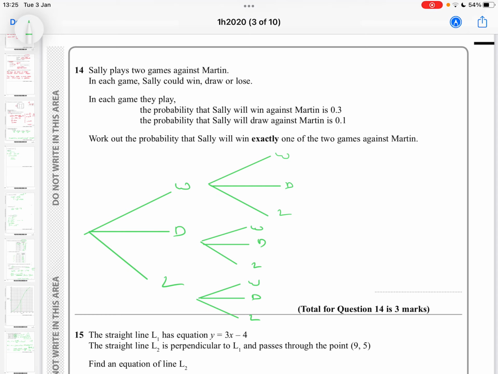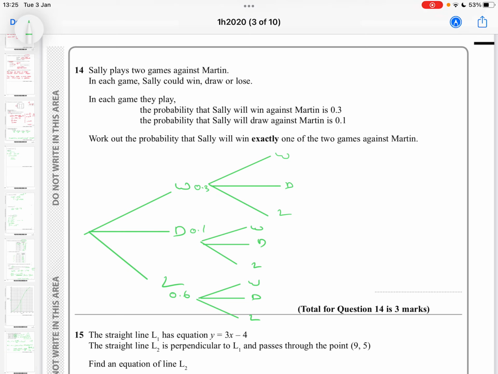So each game, the probability that Sally wins is 0.3. The probability that she draws is 0.1. Remember, probability is out of 1. So these two added together would be 0.4, which means the probability that she loses is 0.6. Then I'm going to carry on reading to make sure it's independent and not conditional.